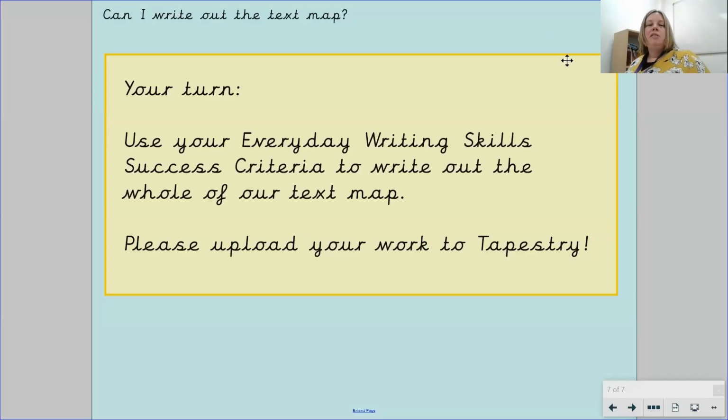Now you need to continue writing your explanation text. You need to write a section about the Bronze Age and the Iron Age. You need to use your everyday writing skills success criteria to write out the whole of the text map. Remember to take a picture of your work and upload it onto Tapestry.